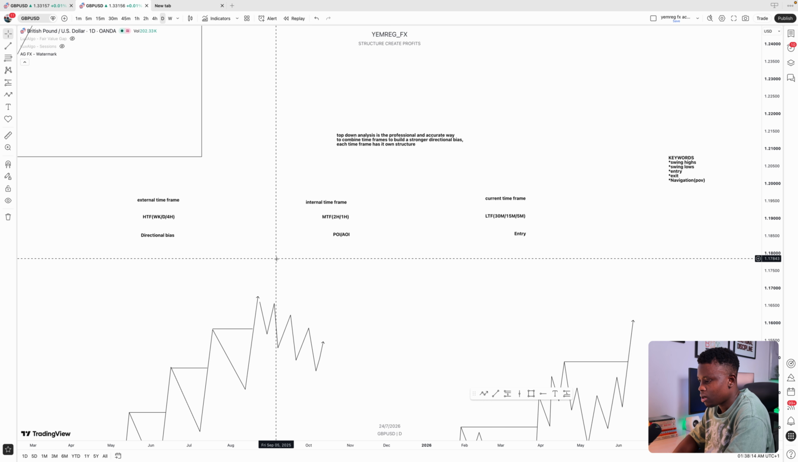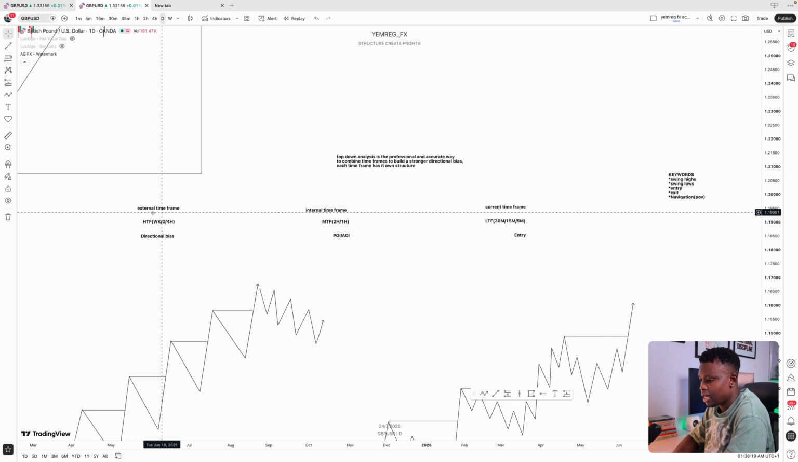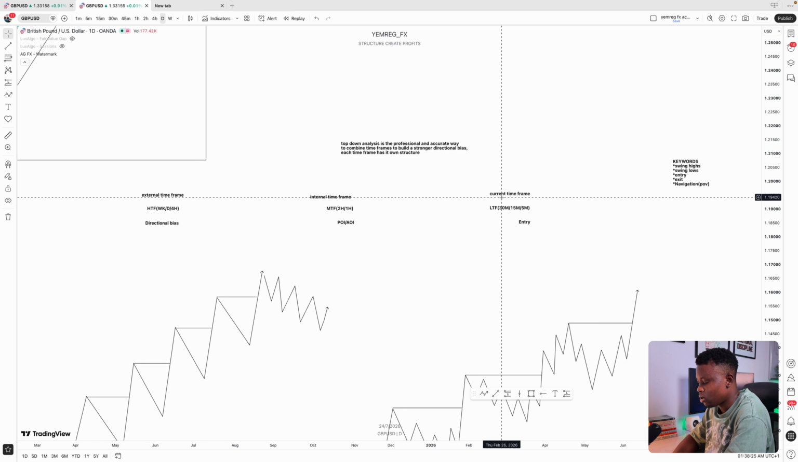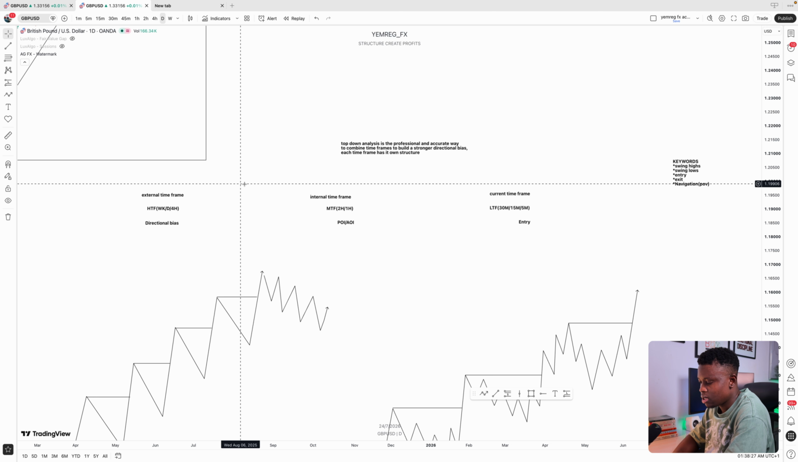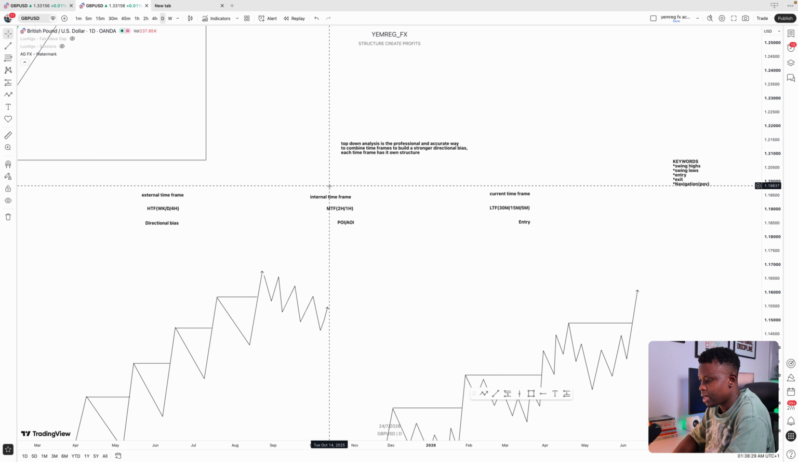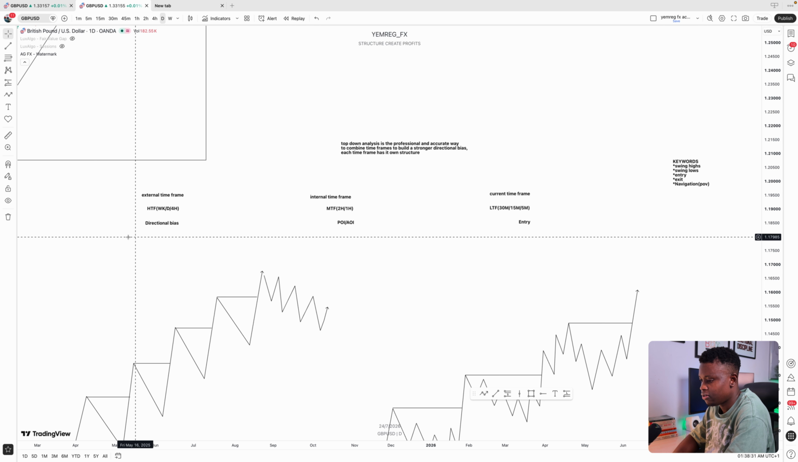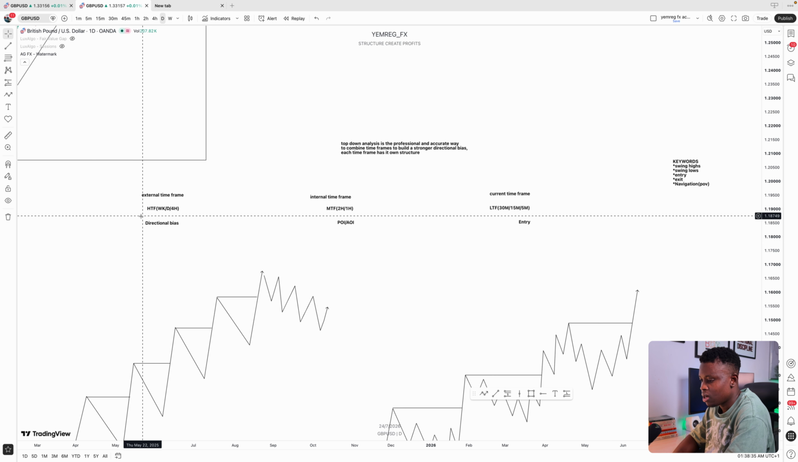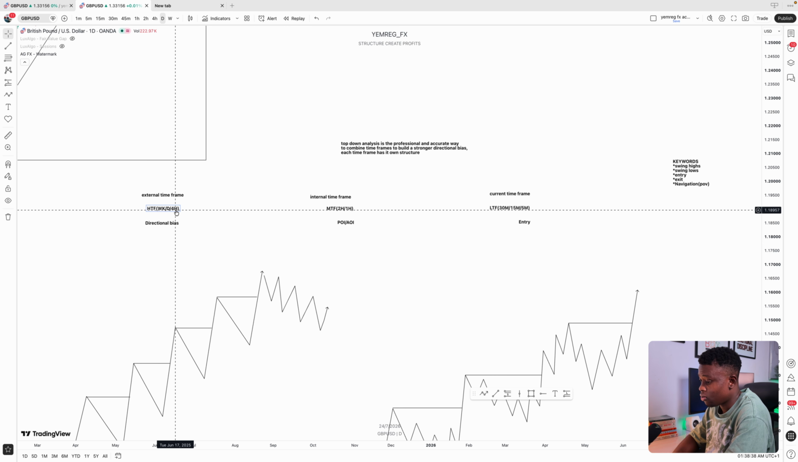Now we have different time frame structures. The first one is the external time frame structure. We have the internal time frame structure, and we have the current time frame structure. This is how I categorize my time frame structure, and they represent different functions. For the external time frame, we have the higher time frame, which can start from week 1, day 1, or 4 hours, depending on the kind of trader you are.